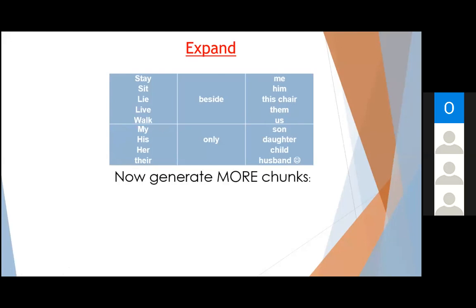And you can also generate more chunks. Here are 4 different chunks for you. You can pick one and make more chunks. Please write them in the chat. Namely, listen closely to what I said. Listen carefully to what I say. Listen carefully to, or look carefully at what I show. Okay, so please generate more chunks and put them in the chat now.